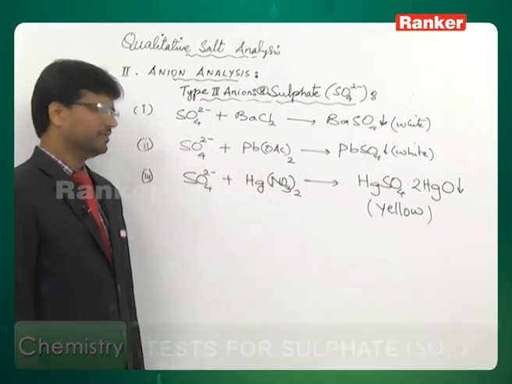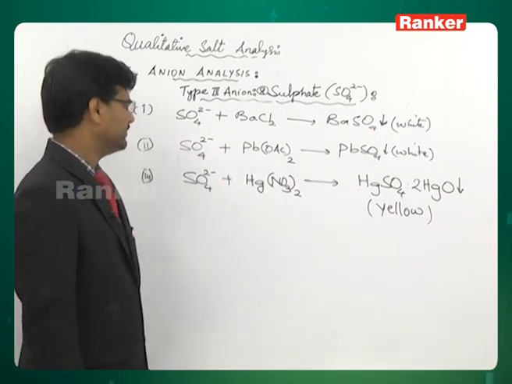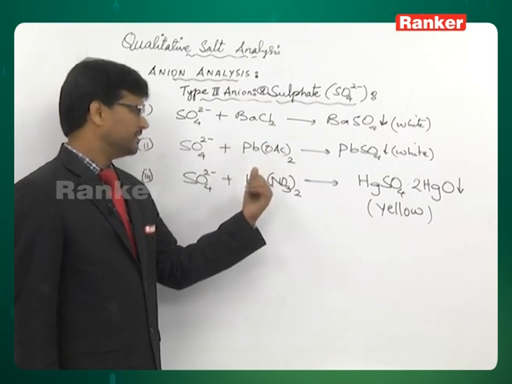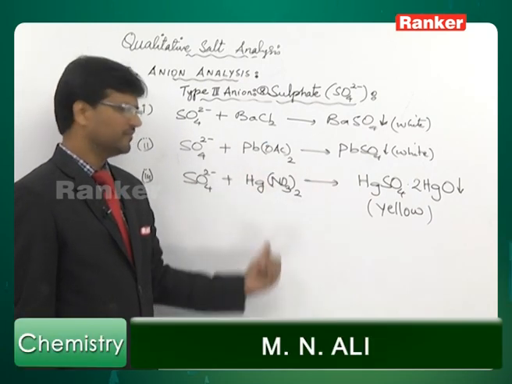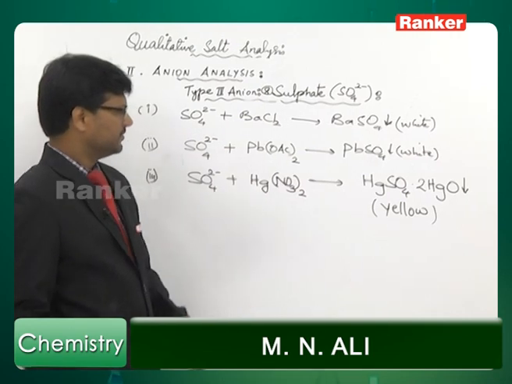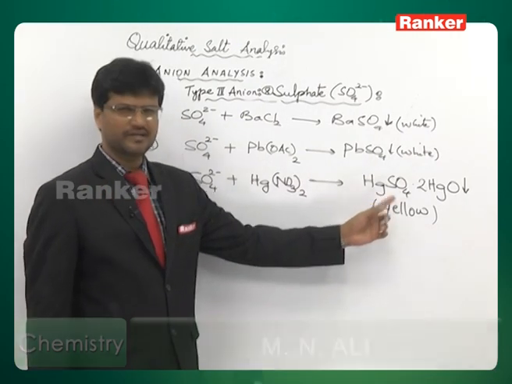So, these are some important precipitation reactions of sulphate. Sulphate can give precipitate with barium chloride, lead acetate, even mercuric nitrate. You get a basic mercuric sulphate precipitate which has yellow color.